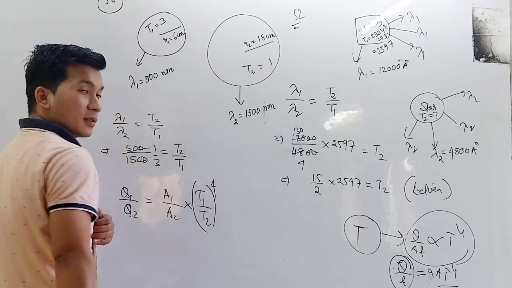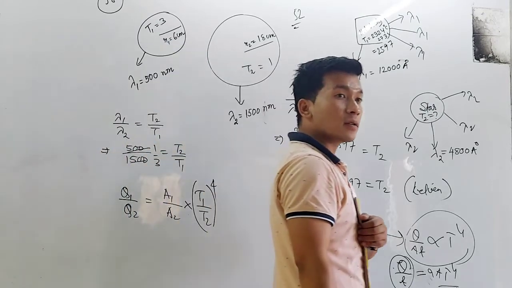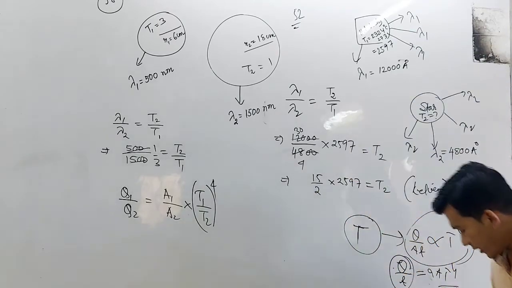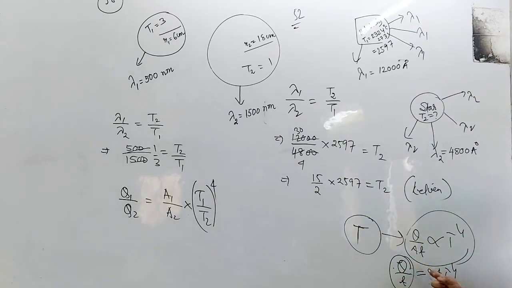Do you understand this? According to Stefan's law, heat depends on area. Heat, radiation energy, is directly proportional to area and the temperature. The temperature is not given, so we calculate it from Wien's displacement law. And what about the area? Area is already given indirectly in the form of radius R1 and R2.